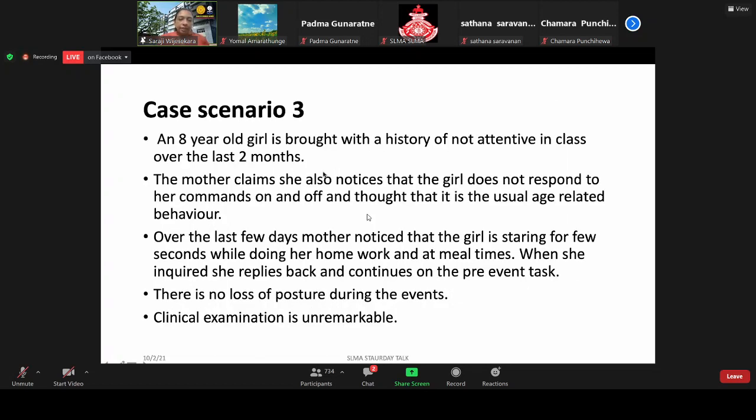So case scenario 3: an 8-year-old girl is brought with a history of not being attentive in class for the last 2 months. The mother claims she also notices the child is not responding to her commands on and off, and thought that it was usual age behavior. But over the last few days, the mother noticed that the girl is staring for a few seconds while doing her homework and at meal times. When inquired, she replies back and continues on the pre-event task. So the mother didn't really take any notice. There is no loss of posture during the events, and clinical examination is unremarkable.